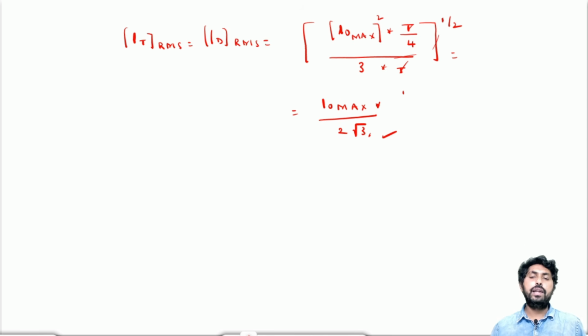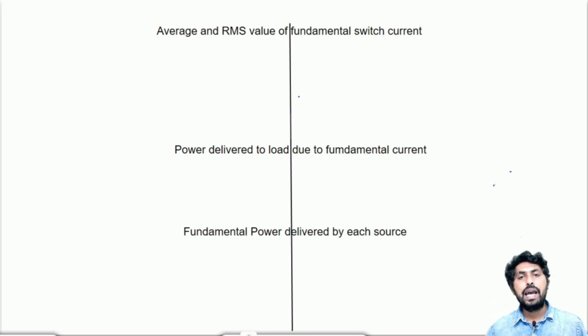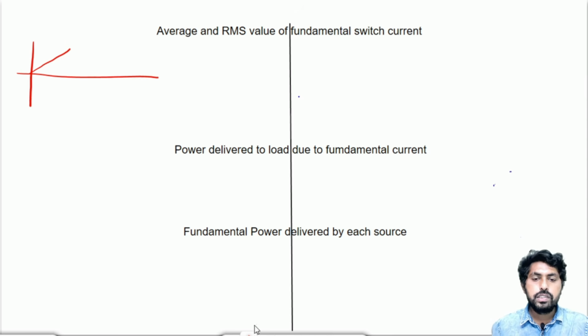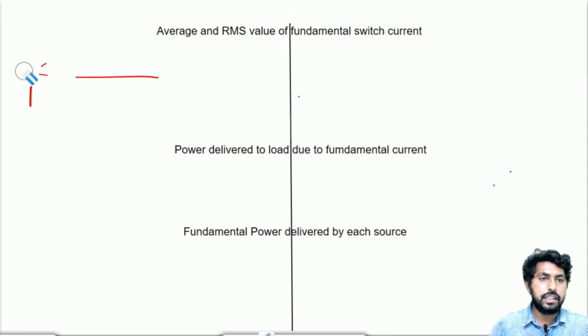Now let us find the average and RMS value of the fundamental switching current. So what about the average and RMS value of the switching current? The switching current would be like this. The switching current will be like this.